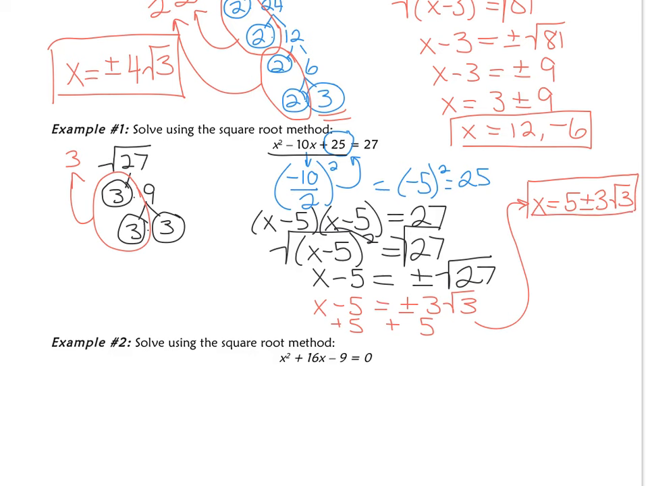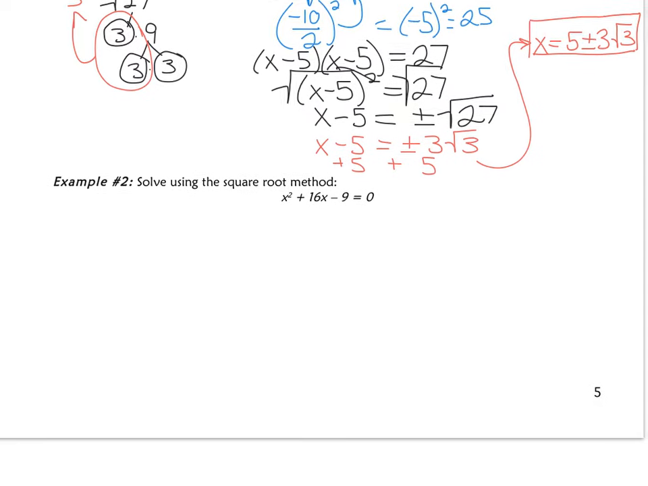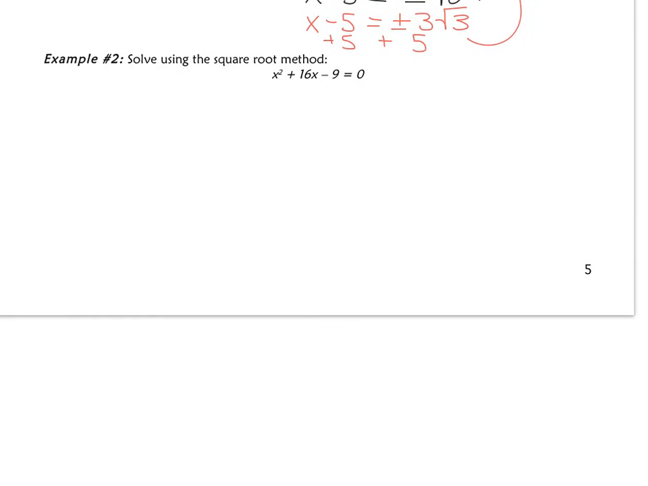Alright, moving on to example number 2, we have x squared plus 16x minus 9 equals 0. So I want to solve this by completing the square. So again, what I want to do is check if this constant term is what I need it to be. And what I need it to be is b, which in our case now is 16, divided by 2 squared. 16 divided by 2 is 8. When I square that, I get 64. Hopefully you notice that the constant in my problem is not a 64, it's negative 9.